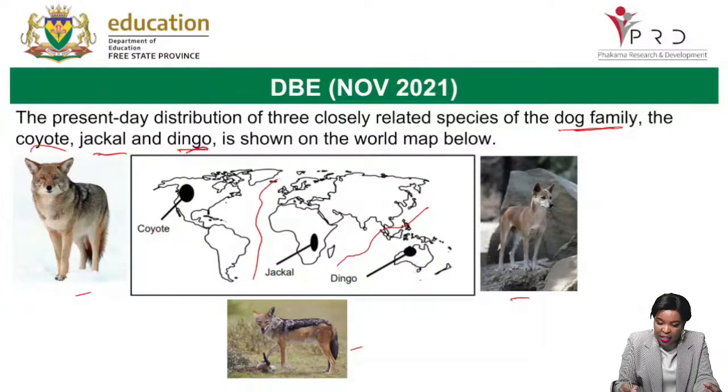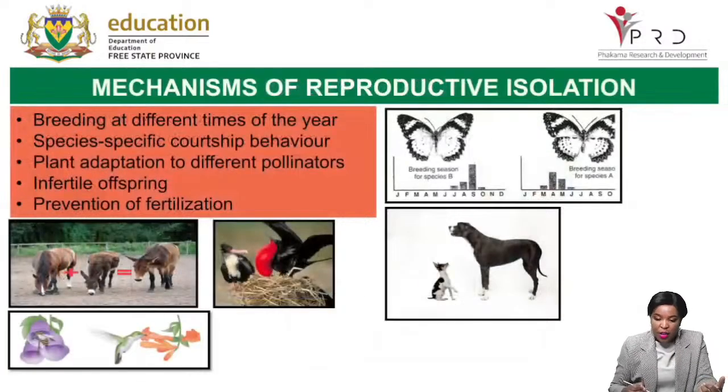So even if you take this one and try to interbreed with this one, it will not produce a fertile offspring. Therefore, we say they are different species. So this is just an example that you can look at. Now, once these organisms are different species, what is going to stop them from being able to interbreed?